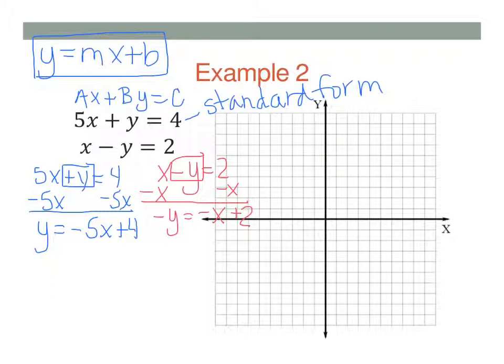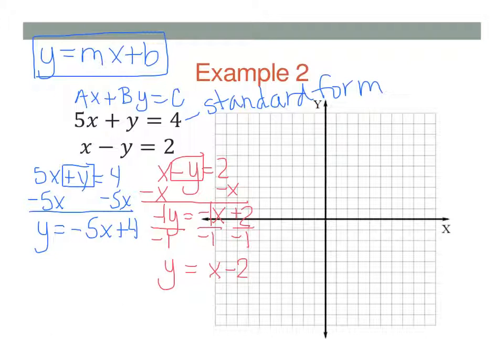Remember that in front of a variable, even if there's not a number, we know that there is a 1 there, correct? Now how are we going to get y by itself? Well, we have to divide by negative 1, but remember we have to divide every term by negative 1. So negative 1 divided by negative 1 just gives us a positive y, or 1y. Negative 1 divided by negative 1 would give us a positive 1x. And then a positive 2 divided by a negative 1 would give us a negative 2. Now I have two equations that are in slope-intercept form.